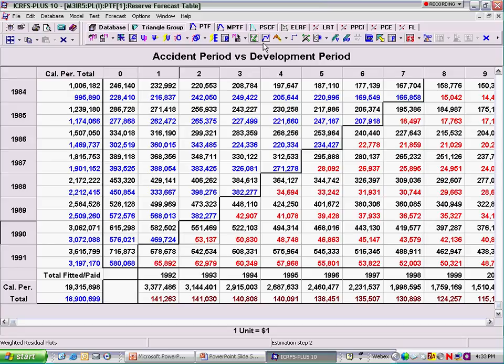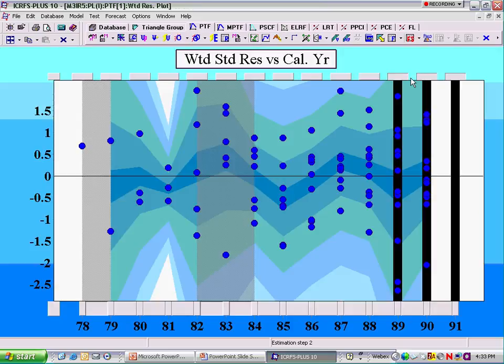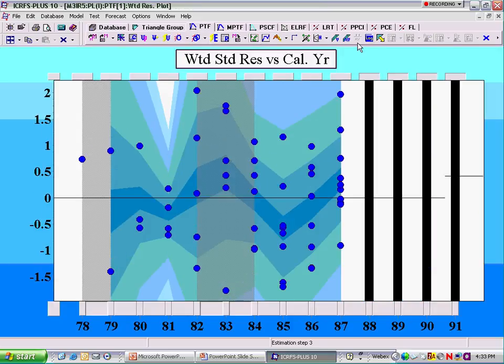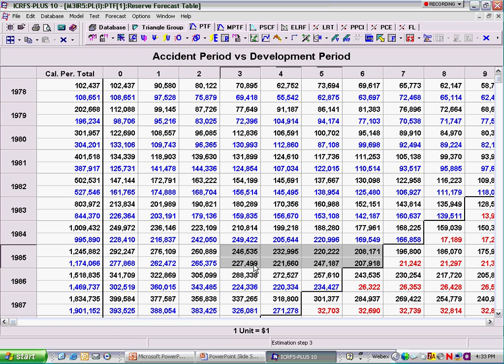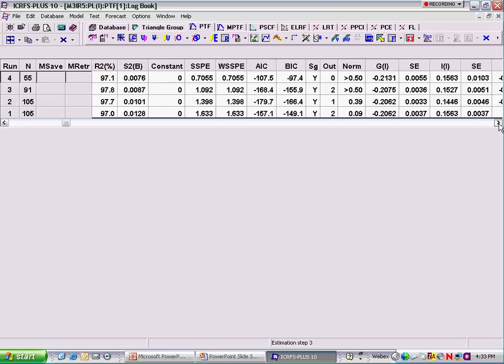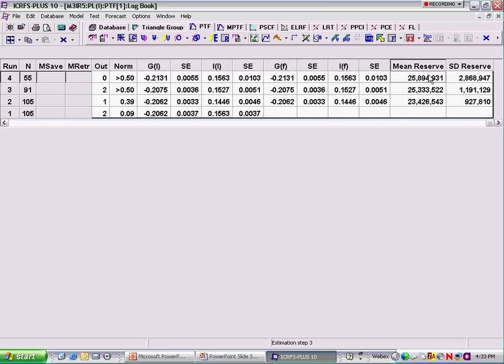Let's give 0 weight to the last 4 years. Estimate, forecast. Bear in mind that the blue values in the last 4 calendar years have been left out. They have not been used. Let's look at the logbook. We find that the mean reserve has gone up slightly more.